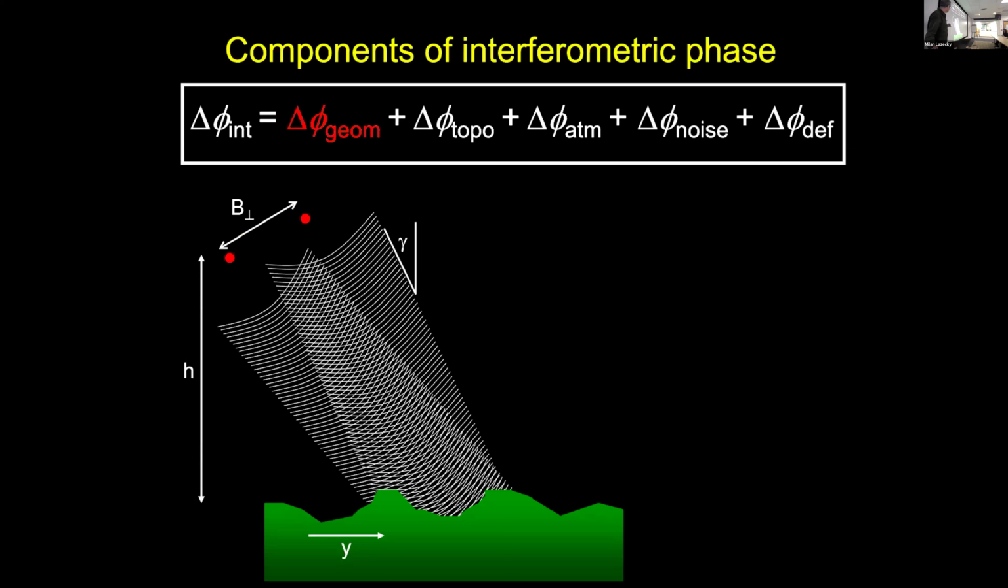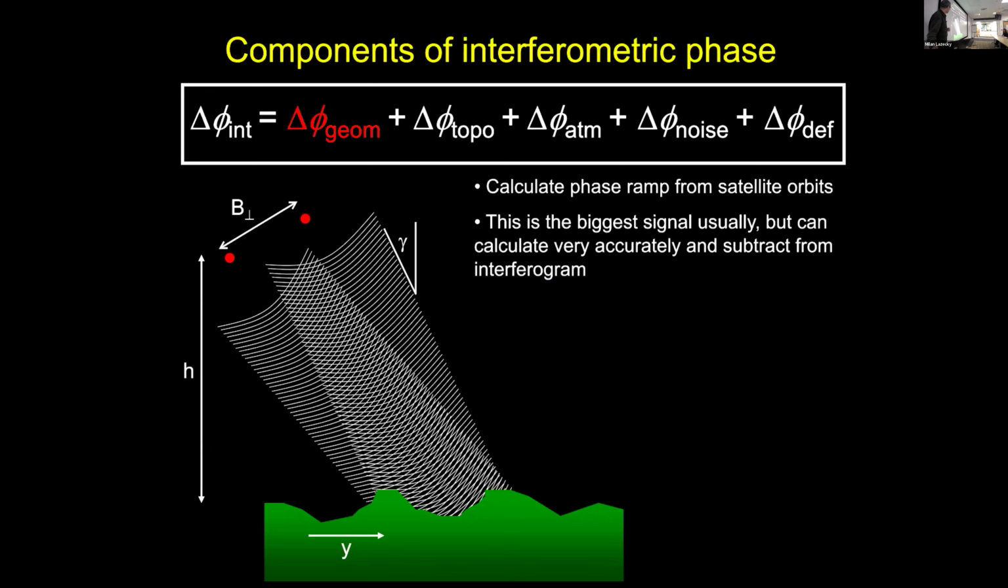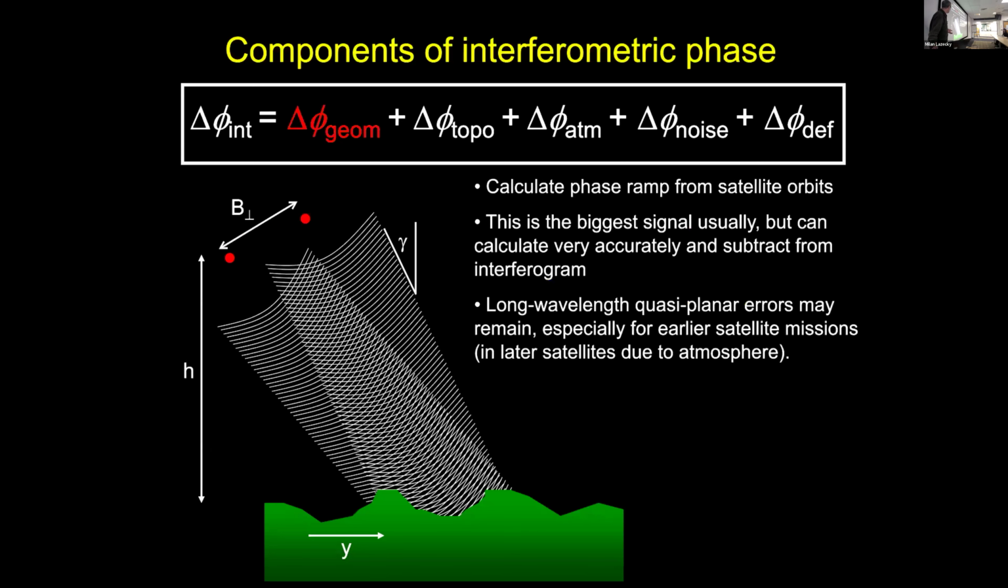And we know the orbits pretty well now. You can calculate basically that ramp in phase. This is the biggest contribution, actually. If you look at an interferogram, the phase you get from the orbits not being in the same place is usually the biggest contribution, but we can calculate it pretty accurately. With Sentinel-1, with precise orbits, they're good to between 1 and 2 centimeters. So we can make this correction pretty accurately and subtract that from the interferogram.